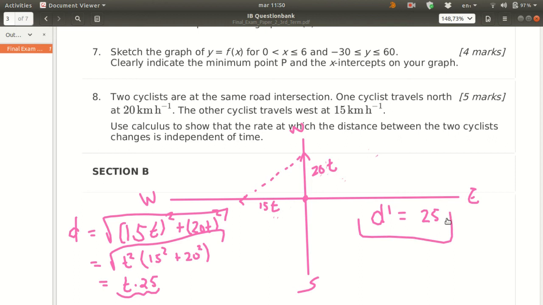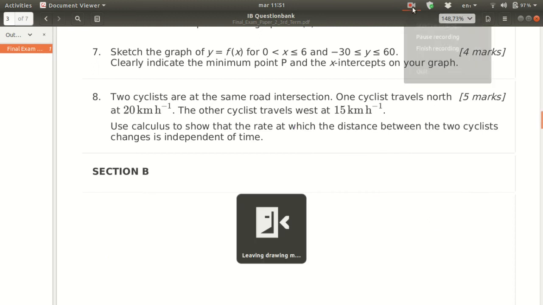It requires a good understanding of what it means to have a derivative, and how to calculate the distance between these two people and how that relates to the time. It requires a bunch of stuff that's not necessarily easy. Okay, it's a 5-mark question. I would probably think that it's even worth more marks than that. But this is how you would show that the distance is independent of time. Notice that it's independent of time because it's 25. It's not being multiplied by the time. So it doesn't matter what the time is. The rate of change is always 25. Okay? So that's the way to solve that question.